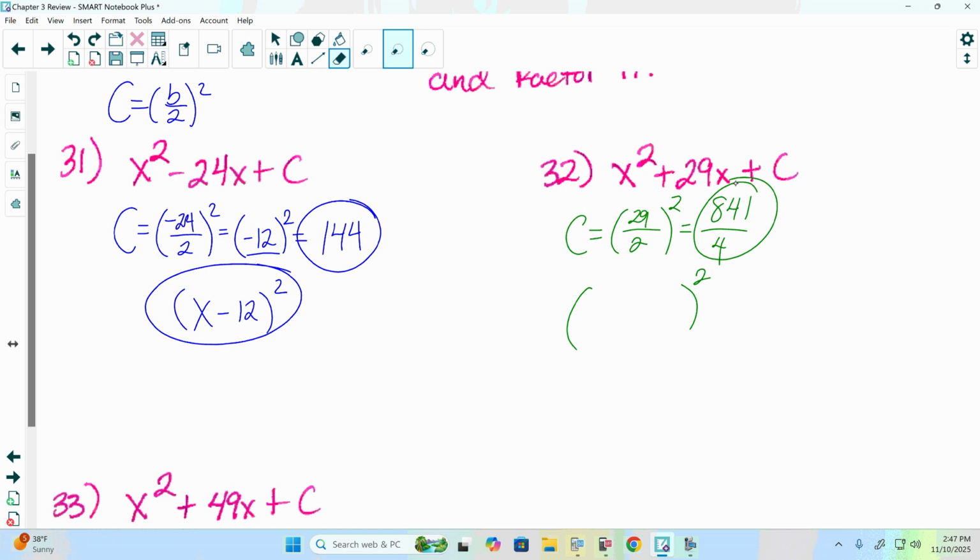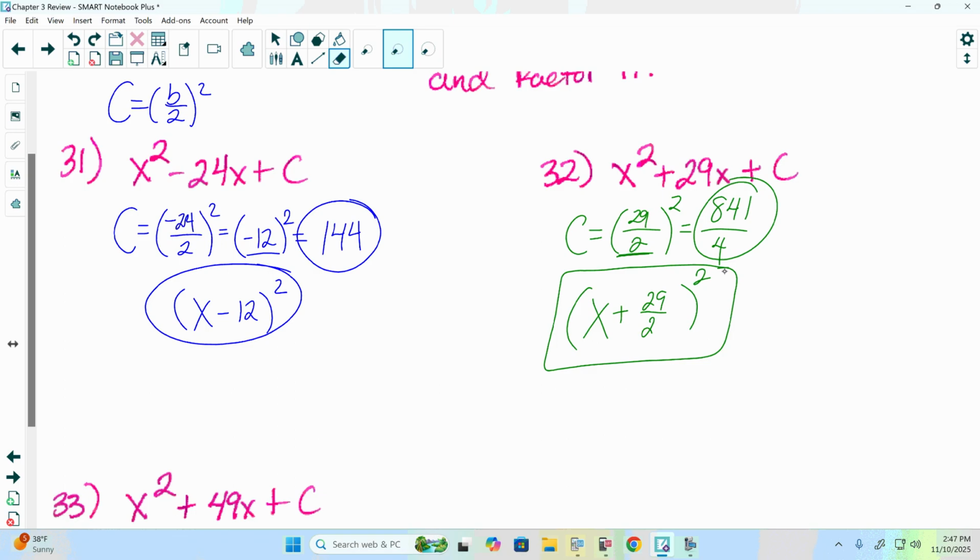Now this here, 841 over 4 is half our answer, but we still have to factor it. So we will have a single set of parentheses being squared. Inside that parentheses, we will have x. But the number and sign that goes inside that parentheses is our number and sign inside the parentheses before we squared it to find c, which is 29 halves, telling us that x squared plus 29x plus 841 over 4 is going to factor to x plus 29 halves squared.